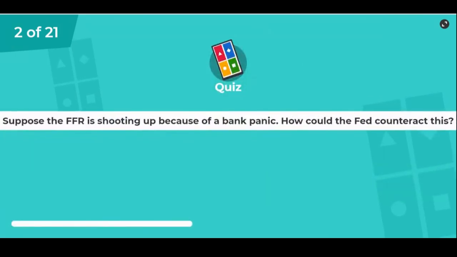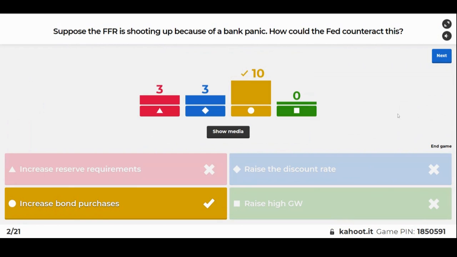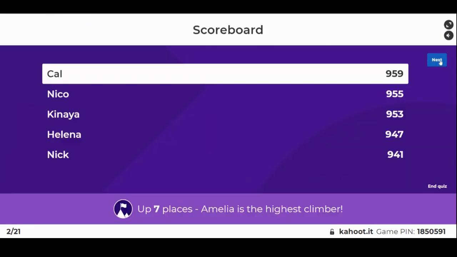Question 2, suppose the federal funds rate is shooting up because of a bank panic. How could the Fed push back? Here is a picture of something shooting up. That's right, increase bond purchases. Very good.